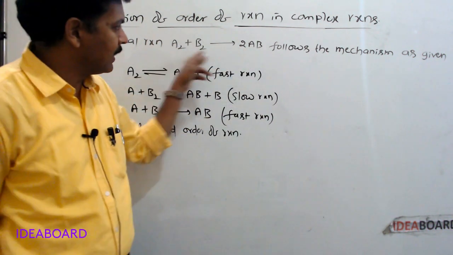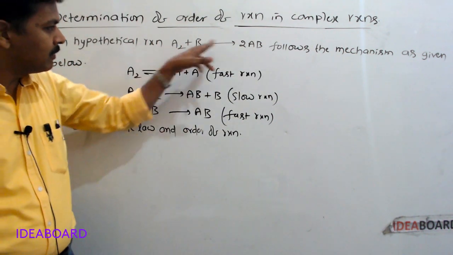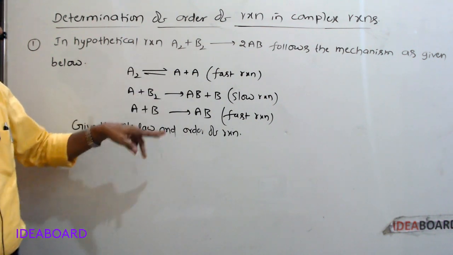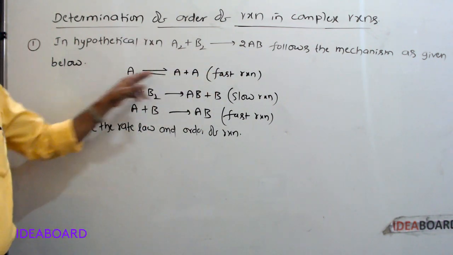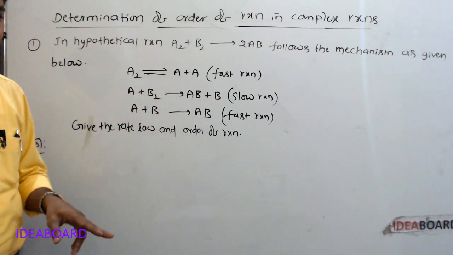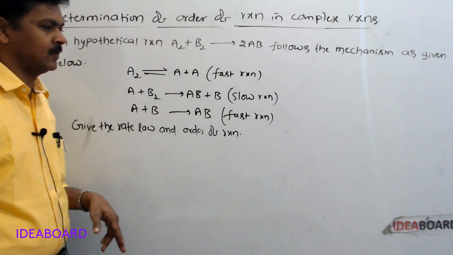This is the given reaction. For this given reaction, this is the mechanism. This reaction takes place in 3 steps: first step, second step, third step, or first elementary reaction, second elementary reaction, third elementary reaction.